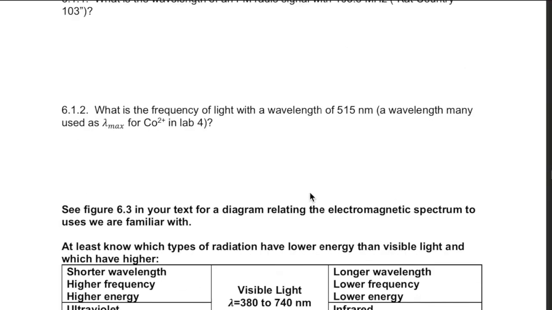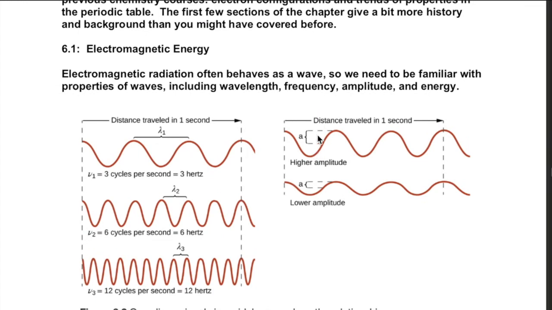Like we were saying before, light could be brighter, the same color, but brighter if you increase its amplitude. This ends up not increasing the energy of the light at all. It increases the amount of light, but it doesn't increase the energy of any specific particle or photon of light. What does increase the energy is increasing the frequency.